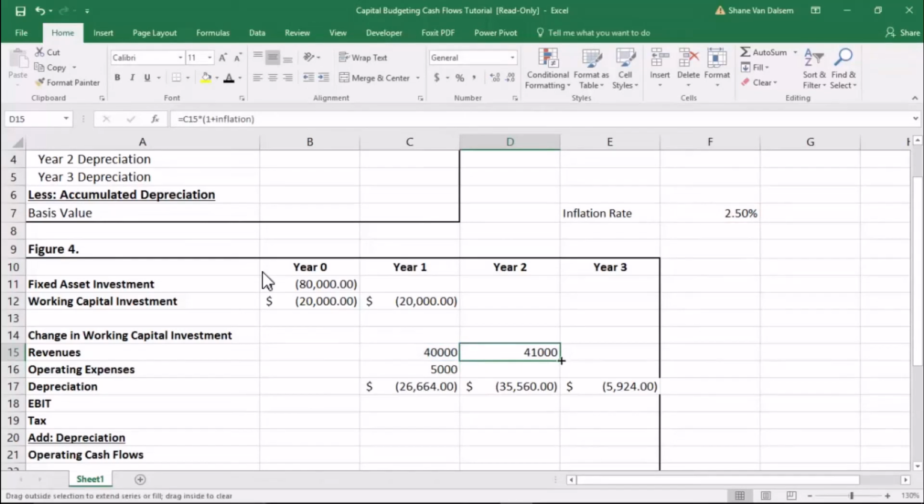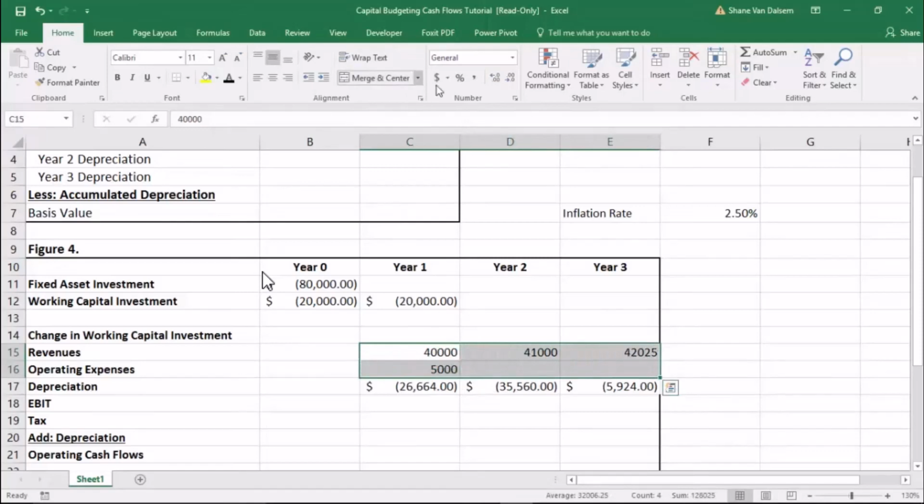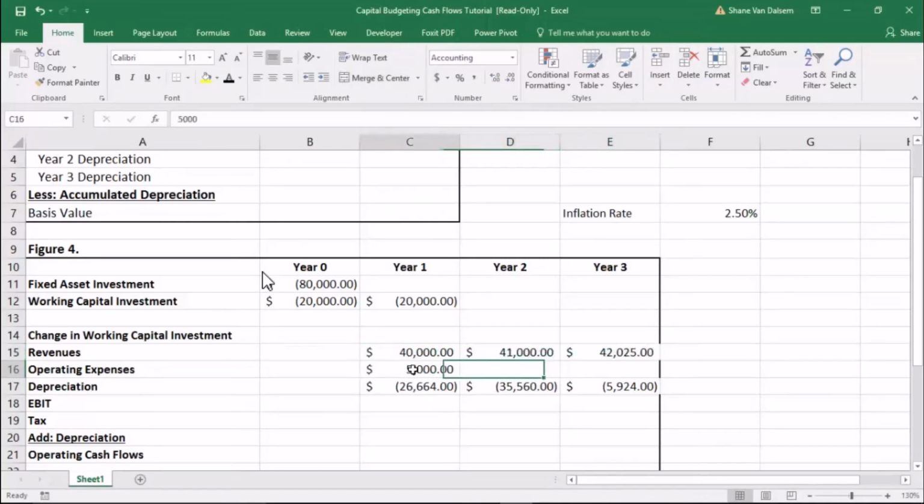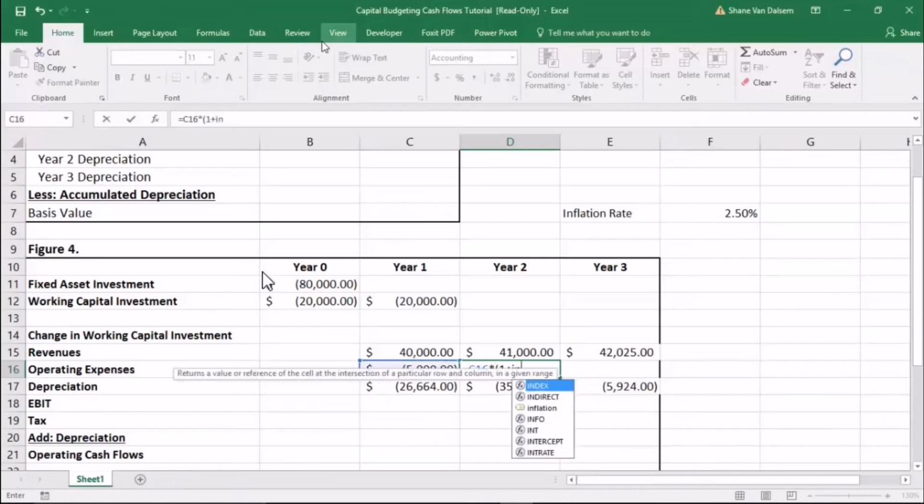Then I go out another year, and I'm going to pull that over. It's going to do the same thing. It's got the previous year D15 multiplied by 1 plus the rate of inflation. I'm going to make these look better. There we go. My operating expense should actually be negative. So we put negative there. I'm going to do the same thing with the rate of inflation is equal to the previous year multiplied by 1 plus inflation.